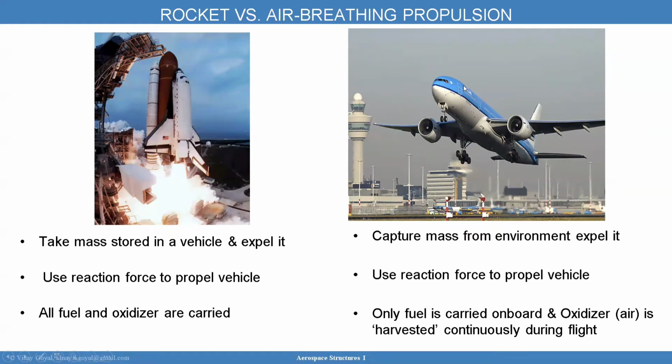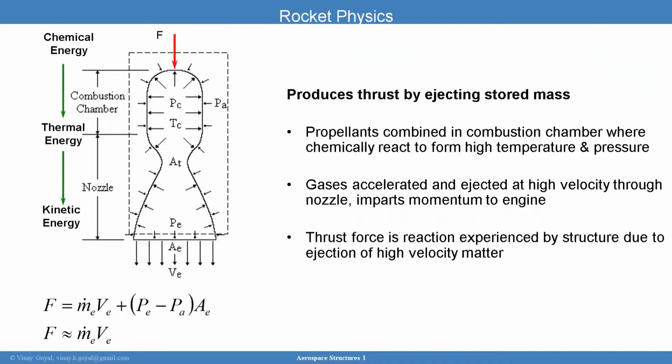In this case, we're using the fuel, which is carried on board. But now in this case, the air is found from the atmosphere. So you're getting that from the atmosphere, mixing with the fuel, and then making the reaction happen in the engines, which then will expel the mass for the vehicle to propel forward. And so continuing on, let's look at the rocket physics.